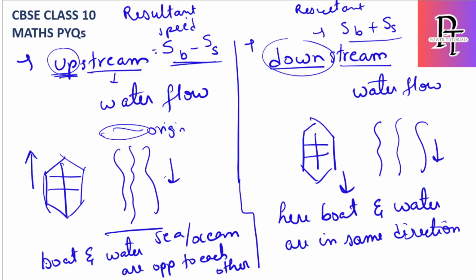Yesterday I had a live session around evening time where I covered this topic, so I will not write it here, I will just go through it at a glance. Upstream means, as I mentioned, SB minus SS. Downstream, SB plus SS, that is speed of boat plus speed of stream.